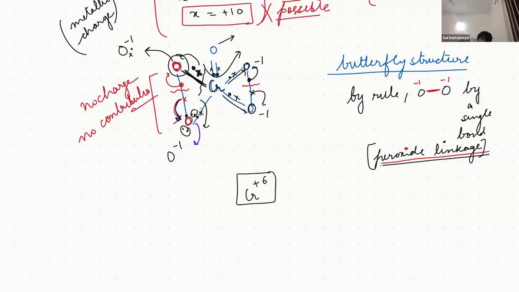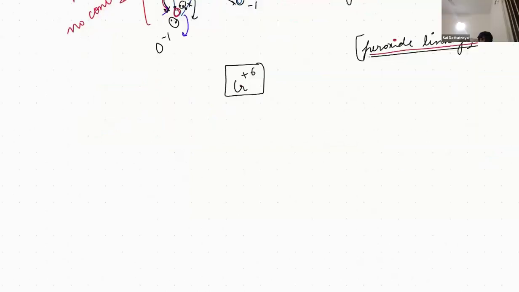Yes. Yes or no? Yes. So then chromium is in its correct oxidation state. So that's the compound. Got my point? Now let's calculate for HCN.